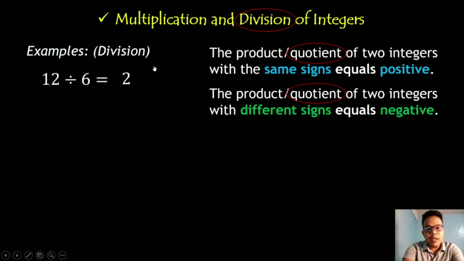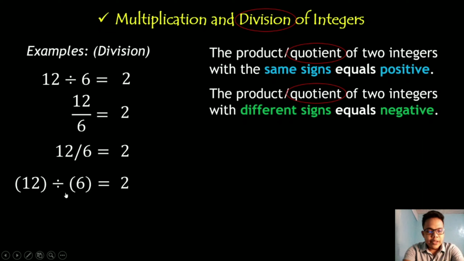May iba't ibang pamamaraan o notation din tayo na ginagamit sa pagdi-divide ng mga integers. So aside from writing it in this form, we can also use the fraction bar or a slash to denote division of integers. And it is now read as 12 over 6, which is still equal to 2. Pwede din natin gamitin yung symbol na parenthesis na may division symbol sa gitna sa pagdi-divide ng mga integers. At ganun pa din, ang sagot natin dito is still equal to positive 2.